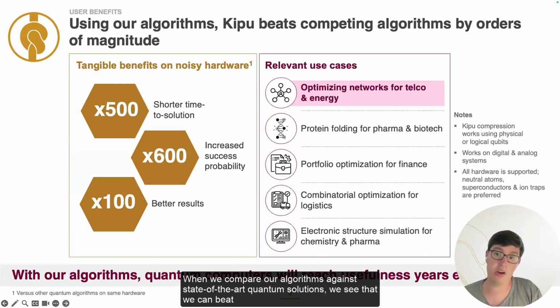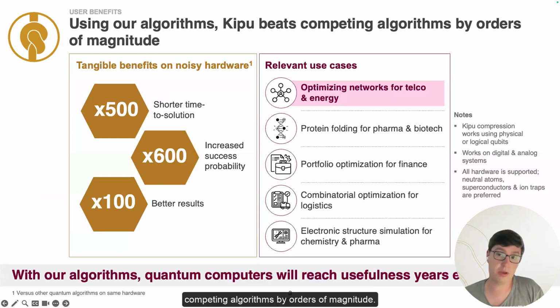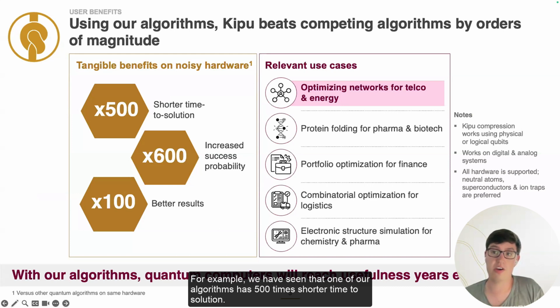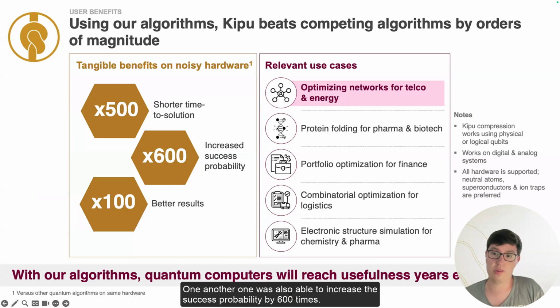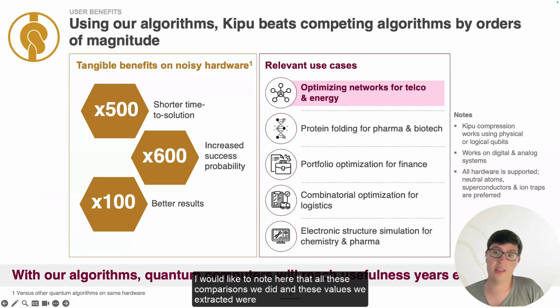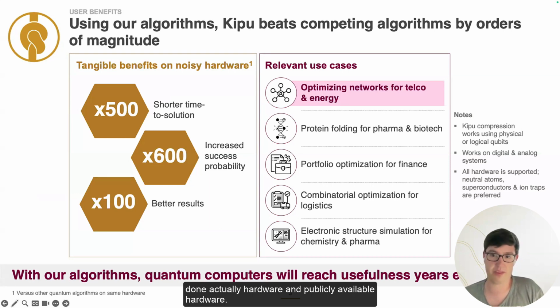When we compare our algorithms against state-of-the-art quantum solutions, we see that we can beat competing algorithms by orders of magnitude. For example, we have seen that one of our algorithms has a 500 times shorter time to solution, while another one was also able to increase the success probability by 600 times. We were also able to demonstrate 100 times better results. I would like to note here that all these comparisons and values were obtained on actual, publicly available hardware.